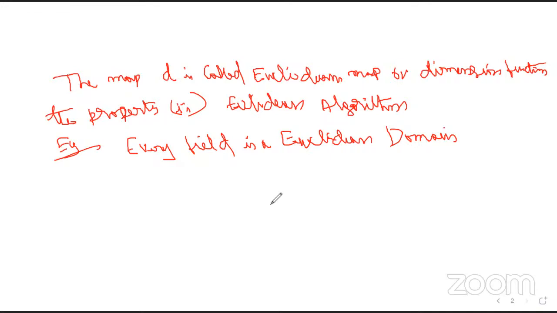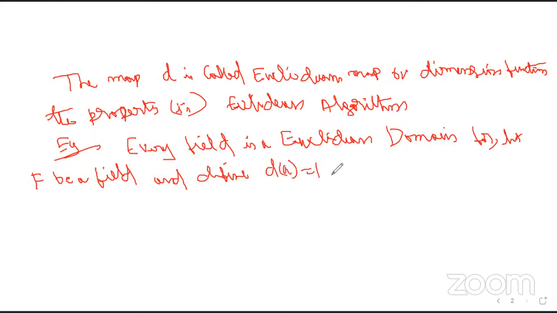Let F be a field and define d of a equal to 1 for all a not equal to 0, a belongs to F. Clearly, the condition 1 above is satisfied.